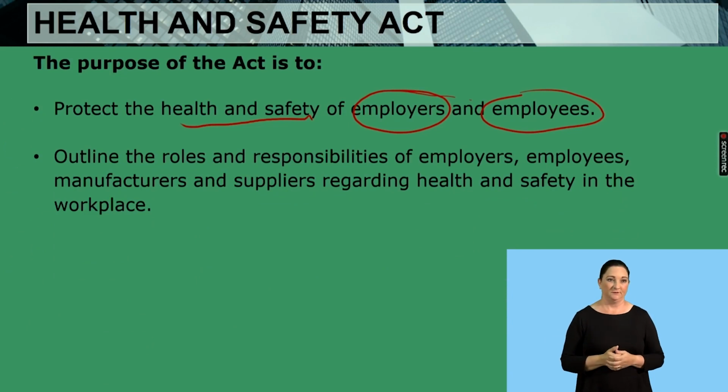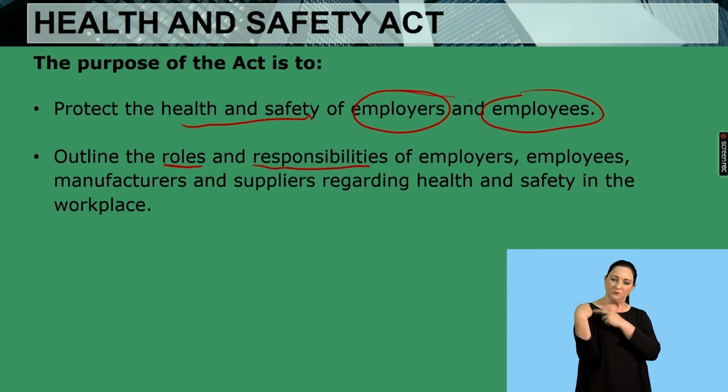The purpose is also to outline both the roles and responsibilities of the employers, the employees, the manufacturers and suppliers regarding the health and safety in the workplace. Now, this simply means that both the employer and the employee, as well as suppliers, have their own responsibilities in ensuring safety in the workplace. Now, you will note to say that the responsibility of the employer will be different from the responsibility of the employee.